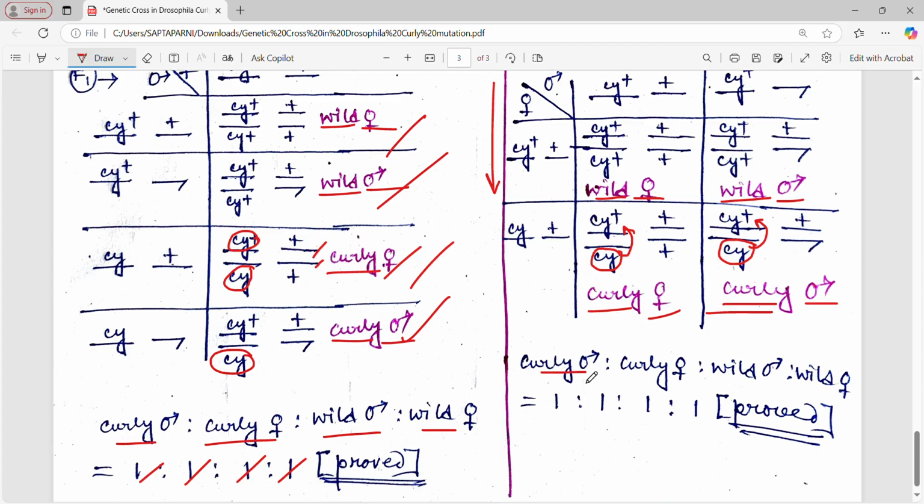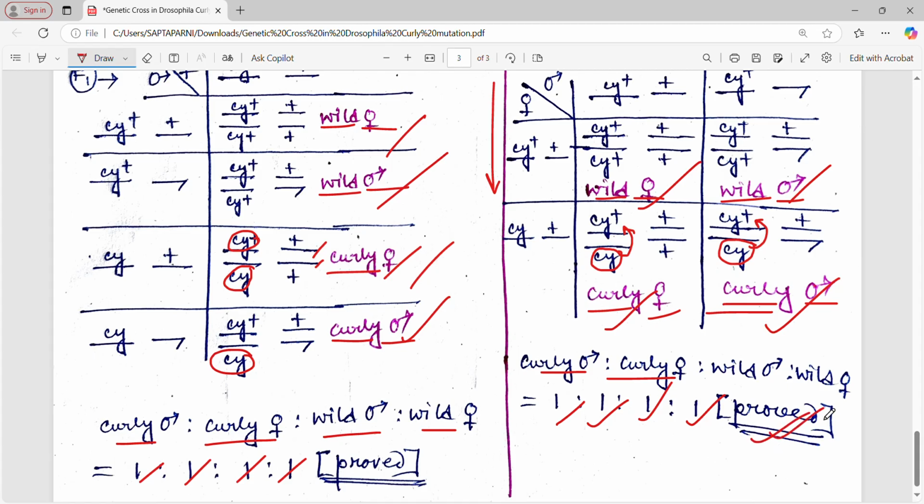Okay, so from this also we can see how many curly males are there? Only one curly male. How many curly females are there? Only one curly female. How many wild type males are there? Only one wild type male. And how many wild type females are there? Only one. So the ratio is also proven by this reciprocal cross.